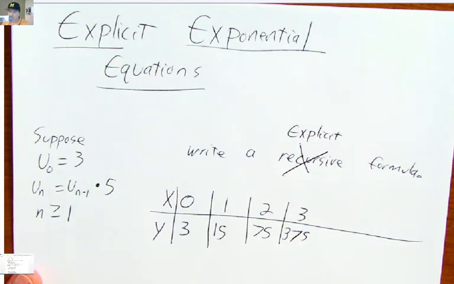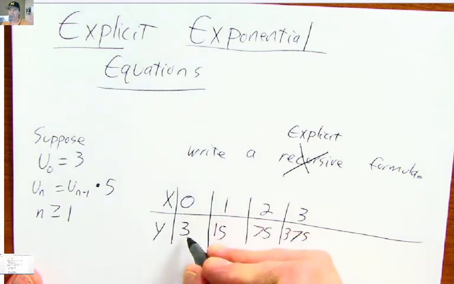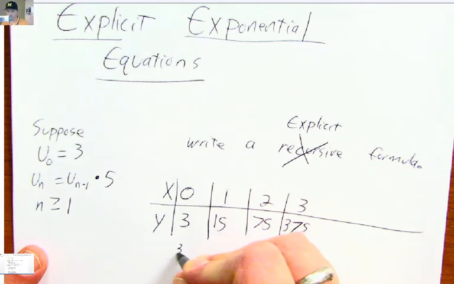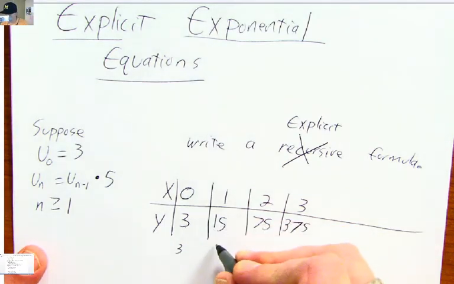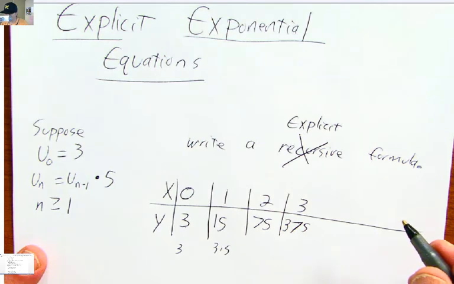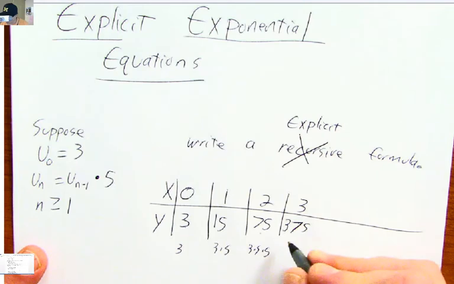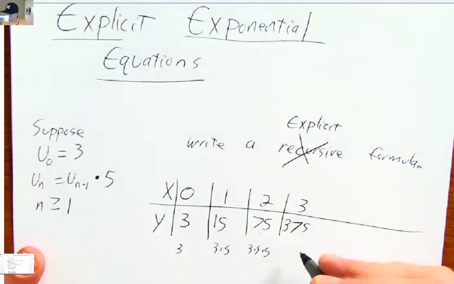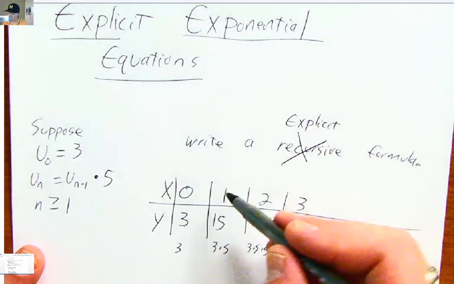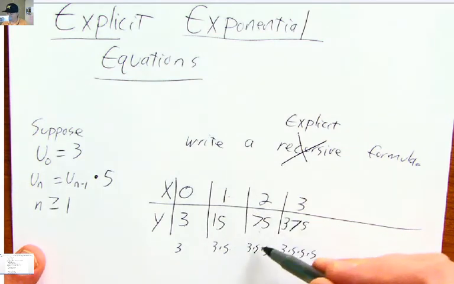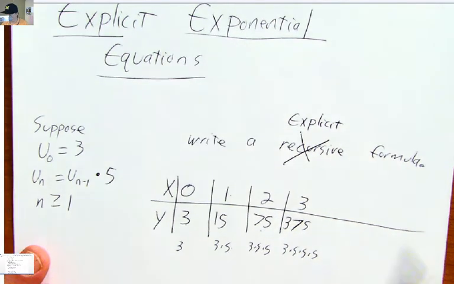Now, when I look at these, let's break them down into primes. 3 is essentially just 3. 15, that's 3 times 5. 75, that's 3 times 5 times 5. In theory, if I multiplied it right, 375 would be another one, times 5 times 5 times 5. You seeing a pattern here? When it's 1, I multiplied by 5 just once. When it's 2, I multiplied by 5 twice. When it's 3, I multiplied by 5 three times.